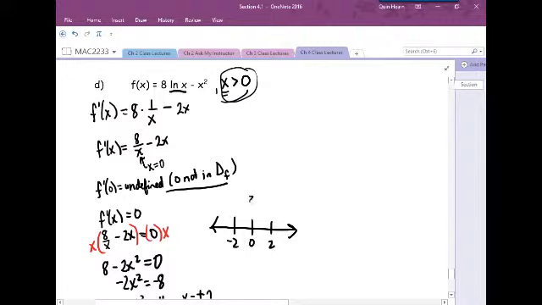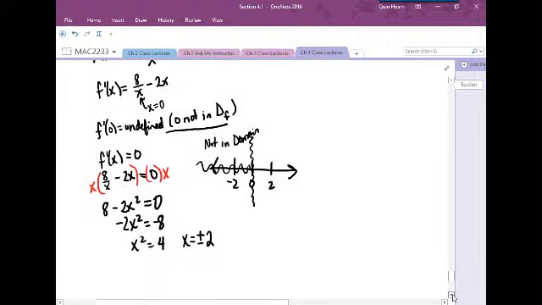Oh, actually, I take that back. We don't have two critical values, we only have one. Because here's 0, here's negative 2, and here's 2. But remember, x is only allowed to be positive. So let's make a little squiggly there, and just remind myself, none of these are in the domain.